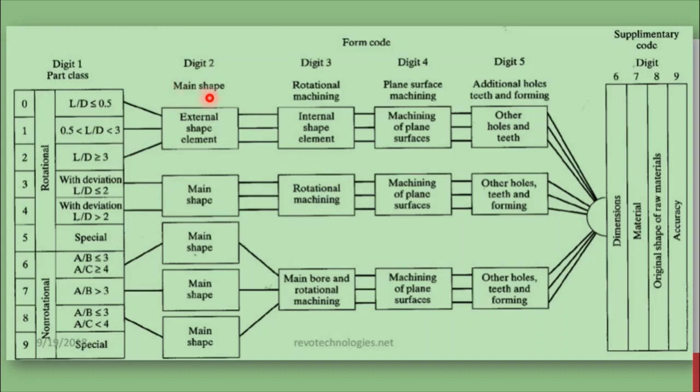The second digit will be assigned based on the shape of the product or item. The third digit will look after the rotational machining. The fourth digit will look after the plane surfaces, and holes, teeth and forming are looked after by digit 5. Digit 6 will add the dimension, kind of material, original shape of the raw material and accuracy needed in the product. Further detail about the second, third and fourth digits will be presented on the next slide.